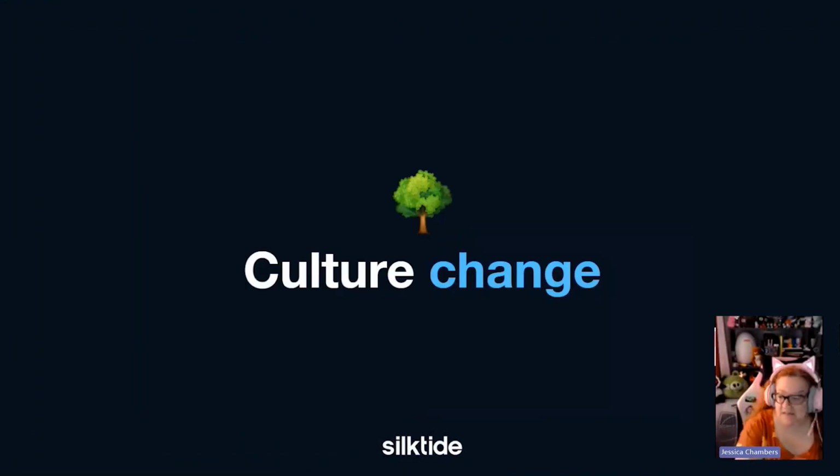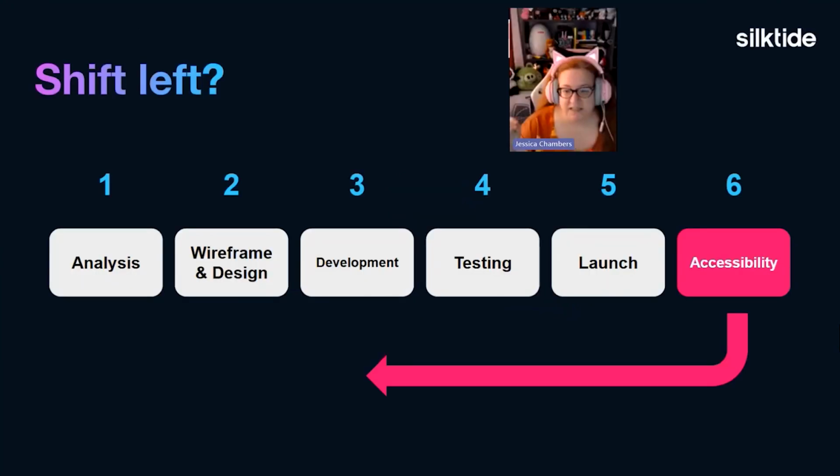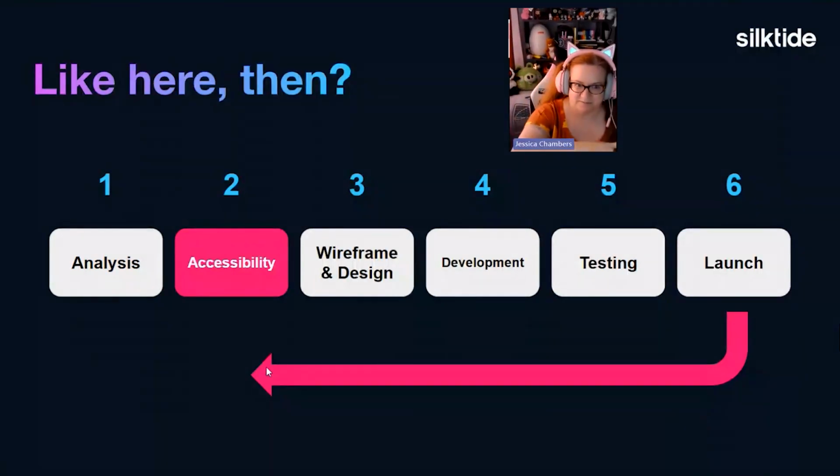Moving along, let's talk about culture change. Shift left. That's the big message, right? When it comes to culture change, we start here. We go shift left. You got to do accessibility earlier, because there is nothing worse than doing the analysis, the wireframe and design, the development, the testing and launching, and then trying to do accessibility at the end, because oh my word, it's hard, it's expensive, it's really time consuming. So do it earlier, right?